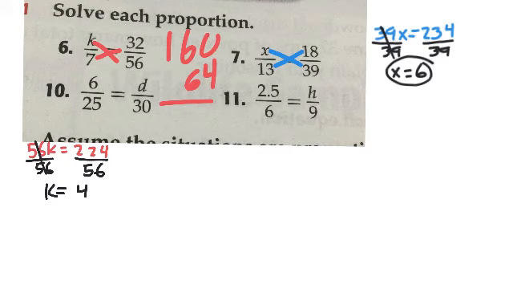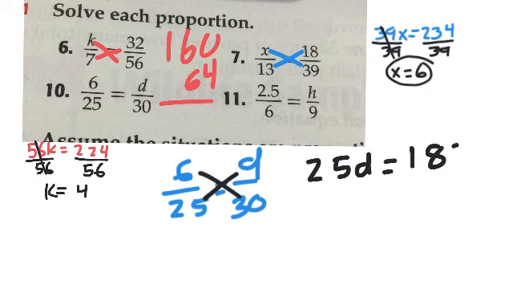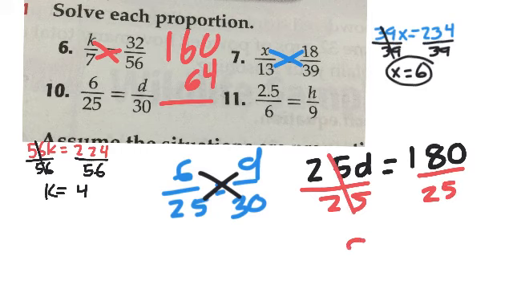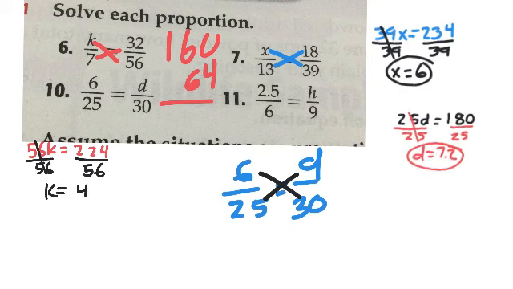On 10, I have 6 over 25 equals d over 30. Fraction equal to a fraction, cross multiply, set those values equal. 25 times d is 25d. 30 times 6 is 180. And the d is being multiplied by 25, so I divide by 25. That gives me d equals, and then 180 divided by 25 is 7.2. So that would be the answer to 10, is 7.2.